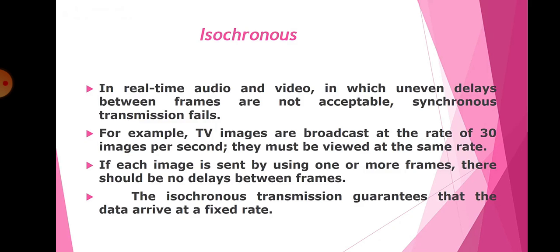So in the case of isochronous serial transmission, the data always arrives at a fixed rate, so that there will not be any delay between audio and video signals. But in the case of synchronous and asynchronous transmission, there may be a chance of delay while transmitting the units of data or frames of data between the sender and the receiver. But isochronous transmission guarantees that the data arrives at a fixed rate.